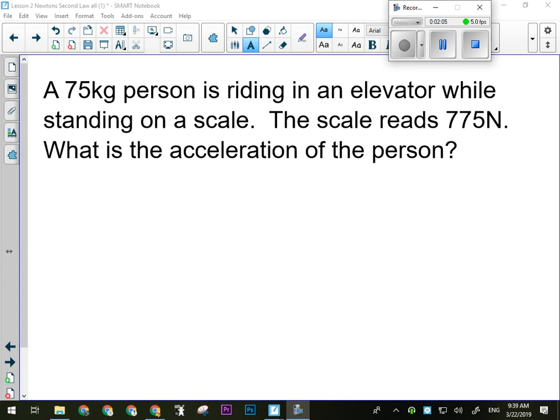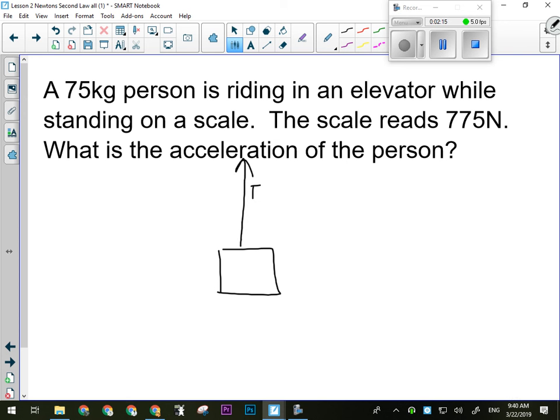So that's what we have to visualize here, because sometimes what a question will give us is what we call the apparent weight. Apparent weight is normal force. So sometimes you'll see it called that, especially in the next unit. We call it that all the time in the next unit. The normal force is the apparent weight of the object. So in this case, the apparent weight of the person is 775 newtons. Their mass is 75 kilograms. What's their actual weight?